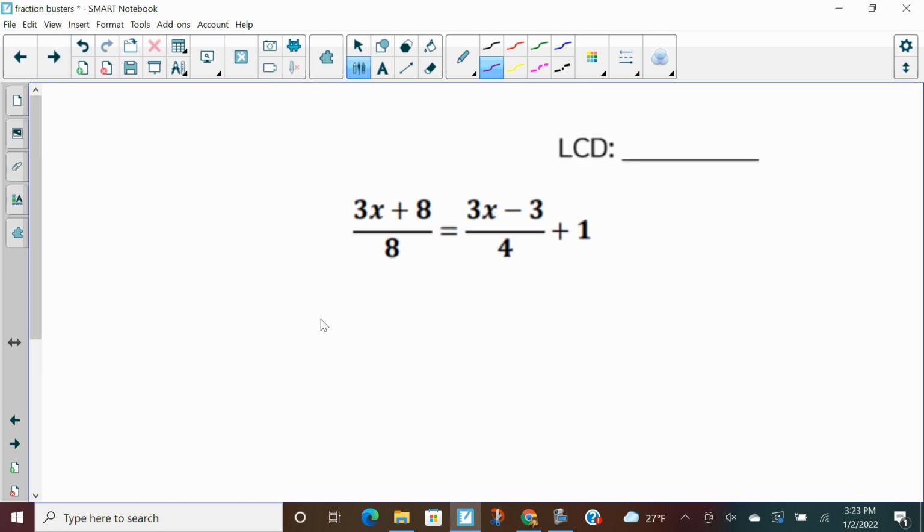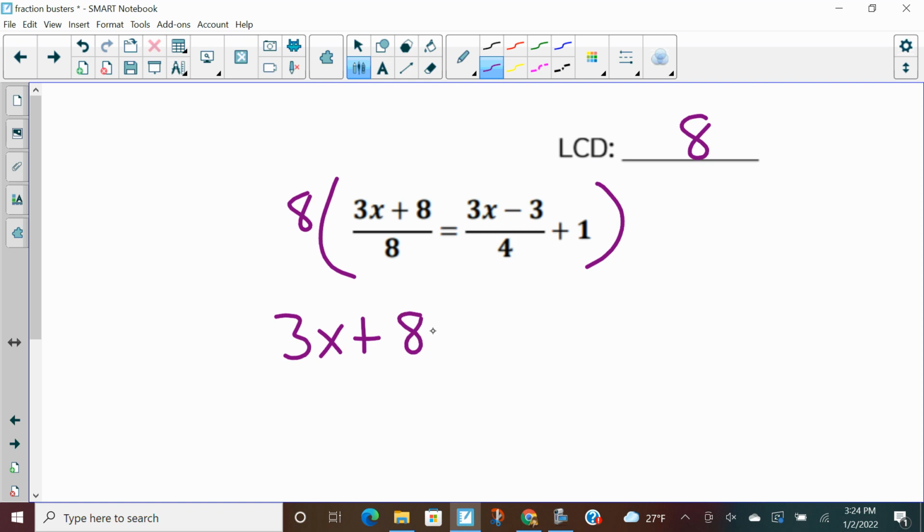Okay. Next problem, so same thing. For this one, I want you guys to decide what the lowest common denominator is. Okay. In this case, the lowest common denominator is 8. So I multiply the whole thing by 8. 8 goes into 8 once, so I just get 3x plus 8. I could put a times 1 in front of it, but it's going to do the same thing. 4 goes into 8 twice, so I get 2 groups of 3x minus 3, plus 8 times 1 is 8. And then I solve.